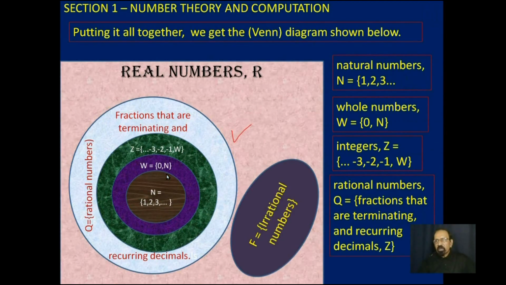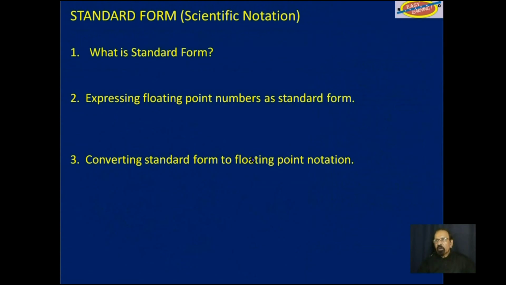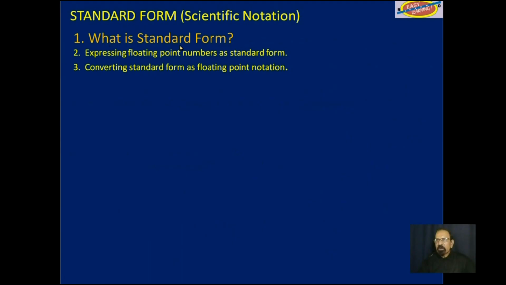So we said rational numbers, not irrational numbers. So first of all, we need to know what is standard form, what does it look like. Then we need to be able to express floating point numbers, that's the one you are accustomed to using, as standard form. And while this objective does not call for this, we will reverse the process and express standard form or scientific notation as floating point. So what is standard form?